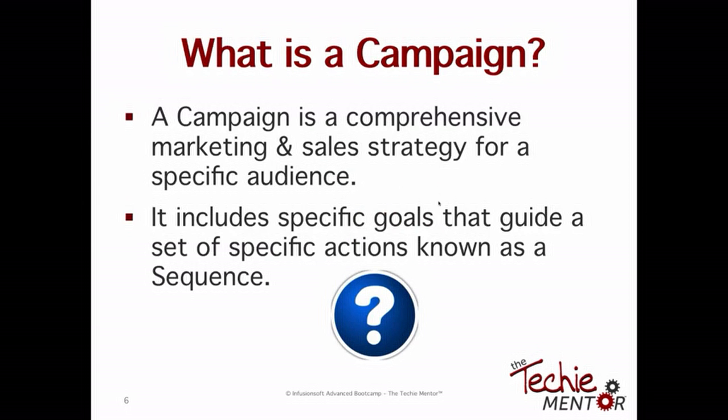So a campaign, again, is your marketing and sales strategy. As I talked about, it's really for your sales funnel. It includes goals and a set of actions that's known as a sequence. So basically you say, okay, if somebody signs up for your free offer on your website, what happens? What's the next thing that they do? And the benefit to the campaign is it's all automated and you can actually track someone's progress through it.